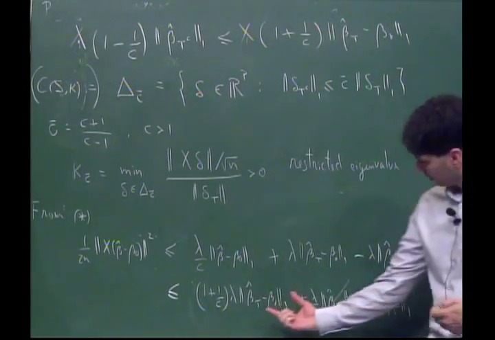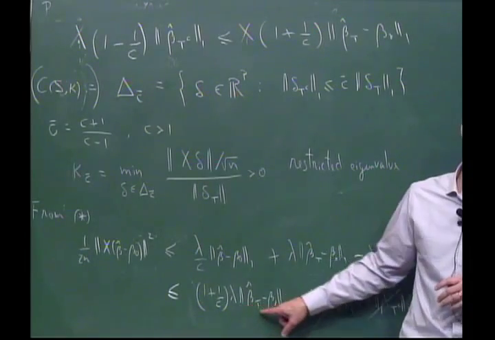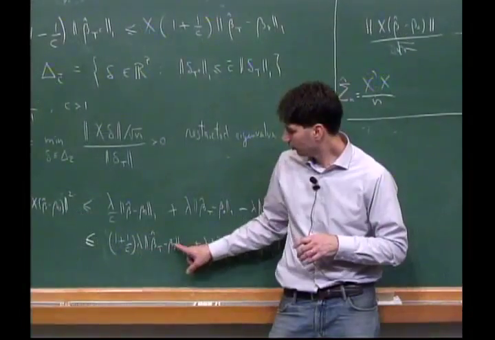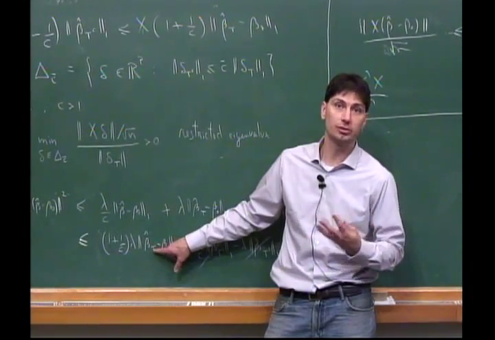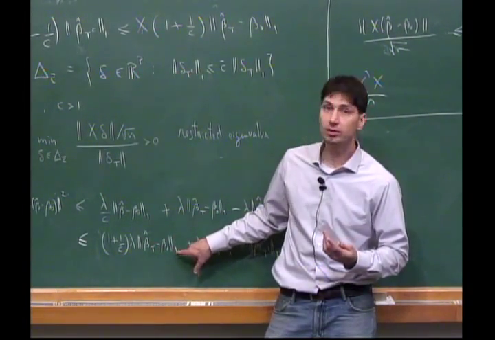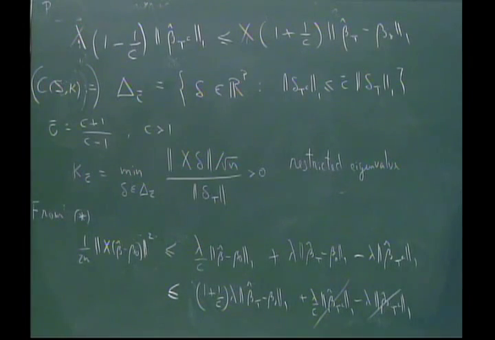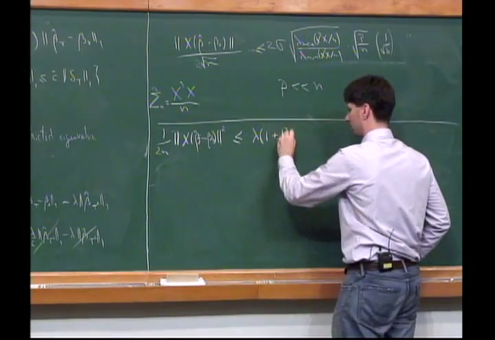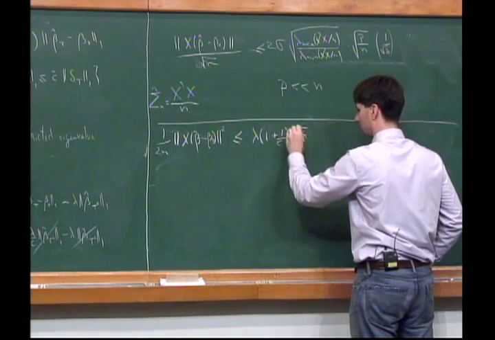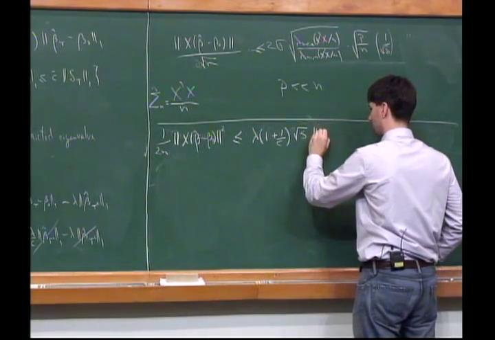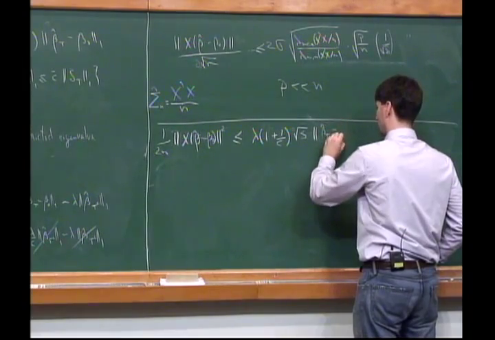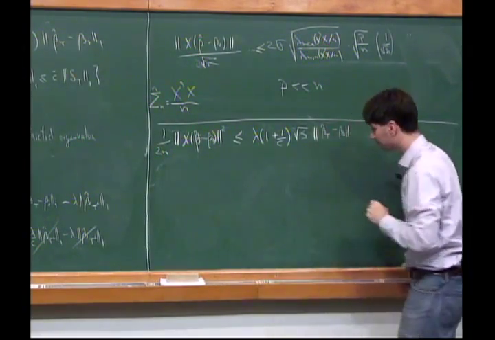Now, this is only happening in the true support. So the maximum number of non-zero components of this vector is S. So I can relate the L1 norm to the L2 norm without paying too much of a price. This is lambda (1 + 1/c) square root of s times the 2 norm of beta hat_T minus beta naught.